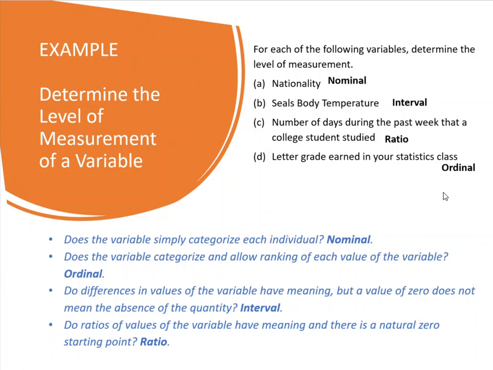For interval, do the differences in the value of the variable have meaning, but the value of the 0 does not mean the absence of quantity? The absence of quantity idea is generally what I fall back on in both interval and ratio. With the interval, does the 0 have meaning? Whereas on a ratio, if I have 0 of things, that means I have no things, so that ends up having to be ratio. And these are the four levels of measurement.